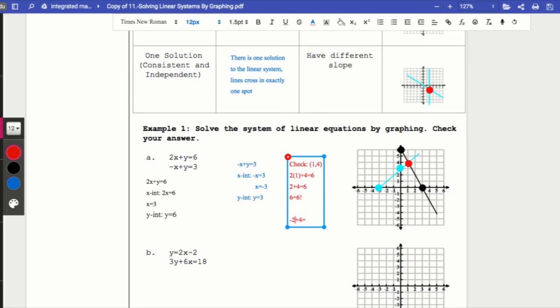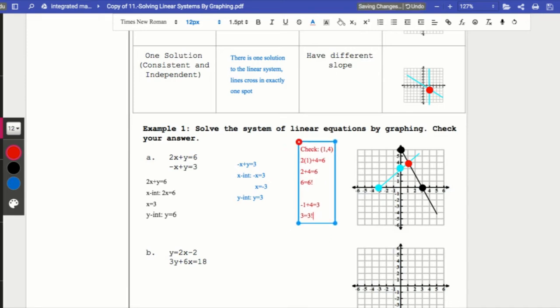Or sorry, negative 1. My bad. Negative 1, like, that's not going to work. Negative 1 plus 4 equals 3. And sure enough, I get 3 is equal to 3. So the second point, it is a solution. It's a solution because it works for the first equation and it works for the second equation. So that's how I know my point is a solution.